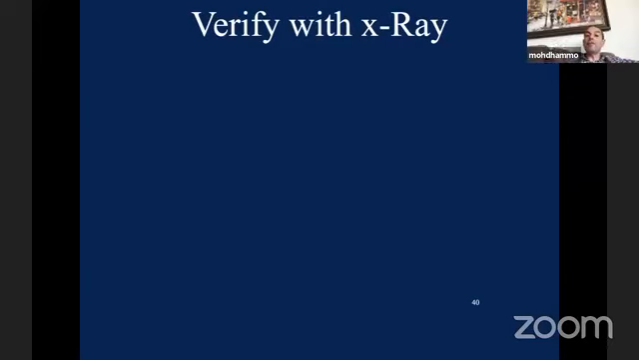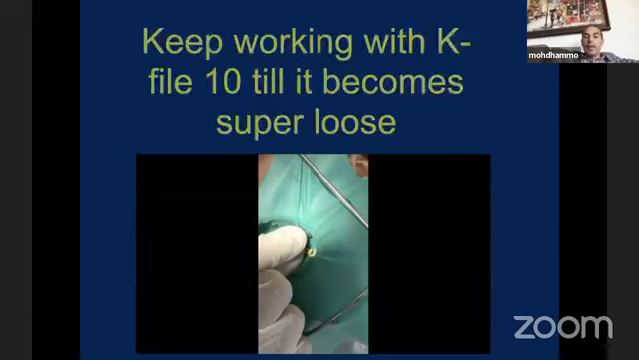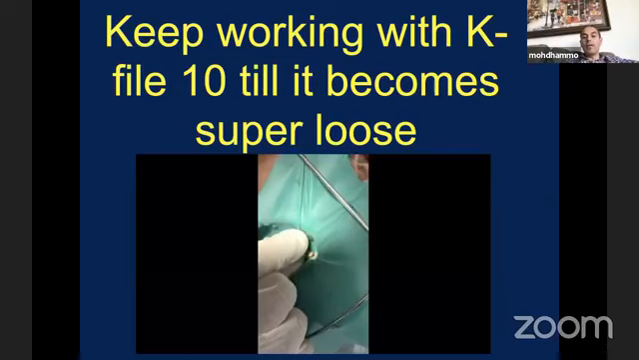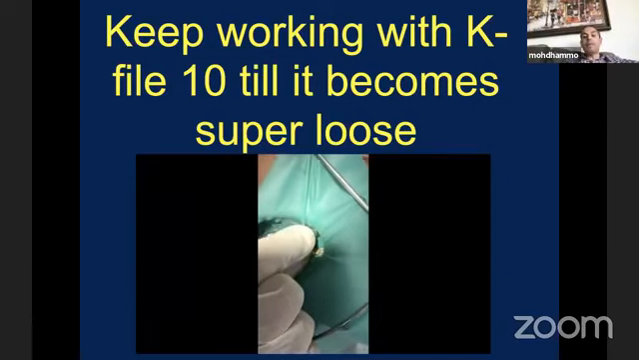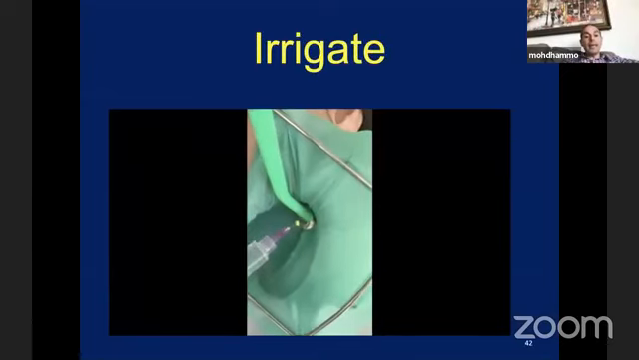Now I have to verify with the X-ray. So let's take an X-ray to know where my file reaches. Now my file reaches the end of the canal. That means I am on the right way. Now I will keep working with the K file number 10 till it becomes super loose. And remember this word, super loose. So keep working with the K file till it becomes super loose. Next, irrigate with sodium hypochlorite.